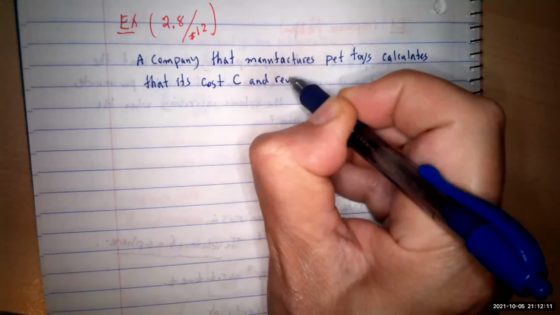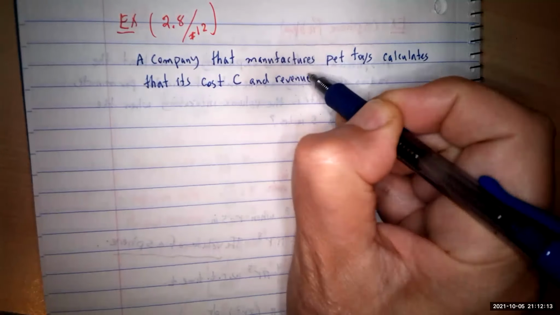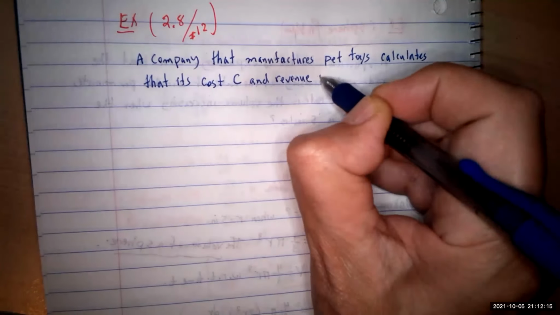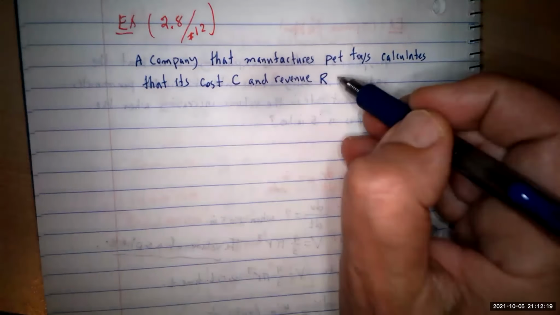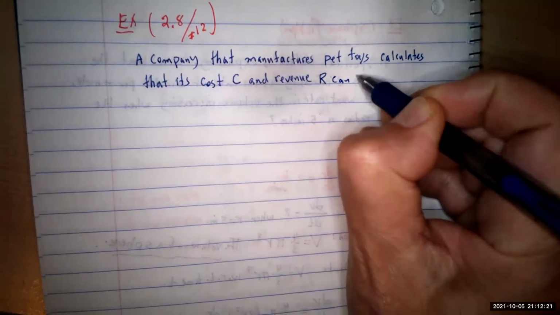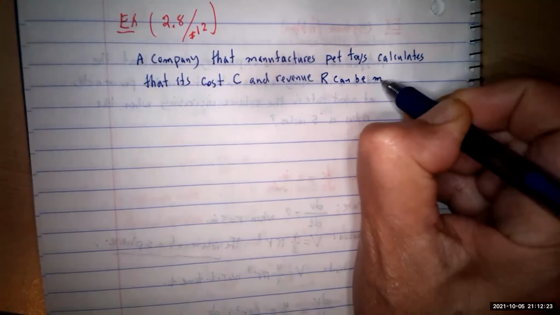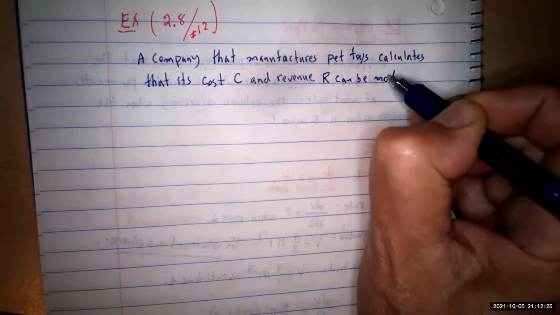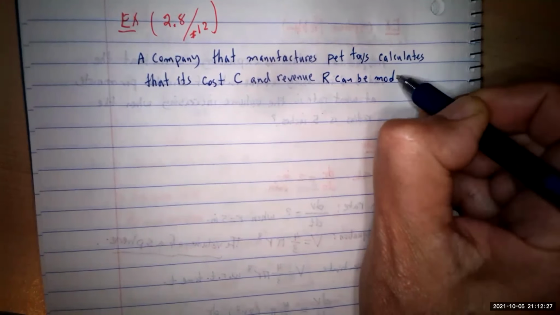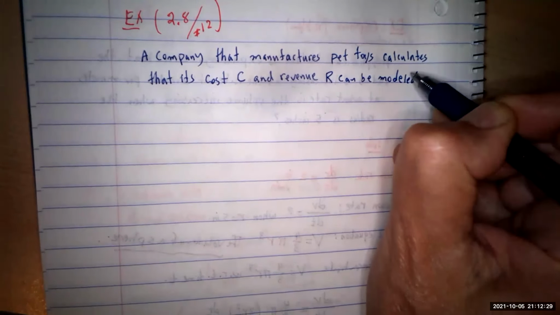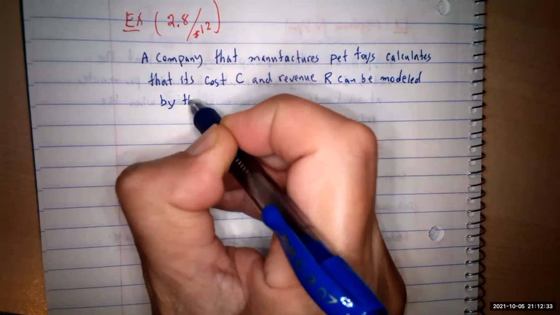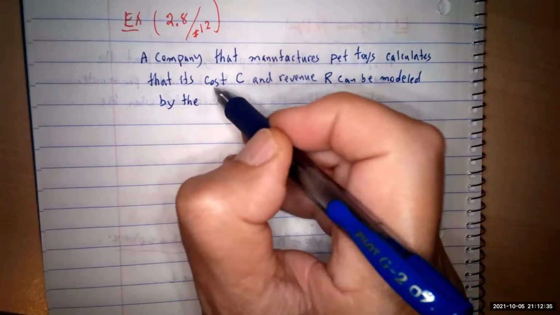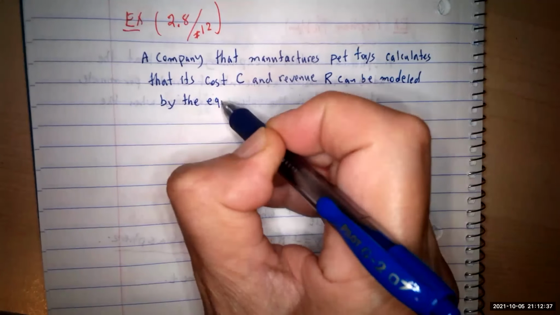And the revenue. All these problems are going to be the same, you know, they give you the cost and the revenue. And the revenue can be modeled, that's mathematical modeling that you have, can be modeled by the following equation. You see nicely, these equations are going to be the related equations that you need.